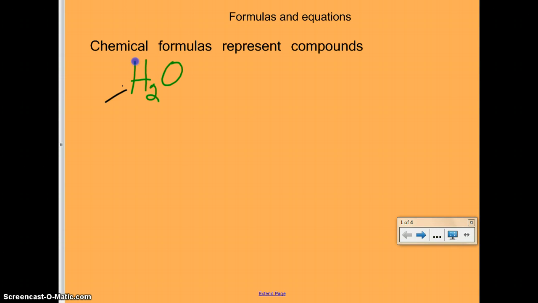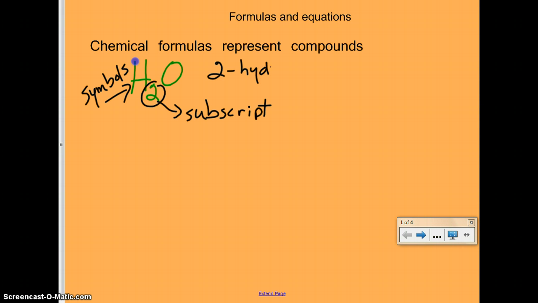There are the symbols. These come from the periodic table. They represent the elements. And we have a subscript. A subscript is a number that tells me how many of this particular element is present in the compound. So in this particular example, we have 2 hydrogens bonded to 1 oxygen.